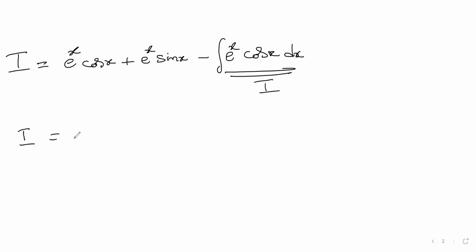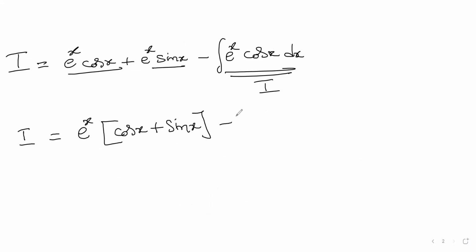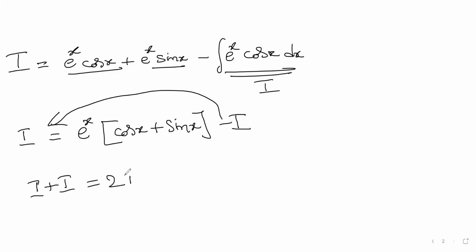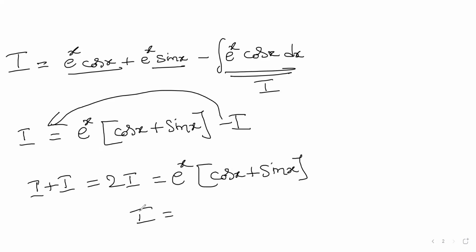So this I is equal to e power x. I will take it common out of these two terms, and then e power x into cos x plus sin x is what I have. Right. Minus I. This is what I have. This minus I I transpose to the other side. So I plus I on this side, which is nothing but 2I, is equal to e power x into cos x plus sin x. Right. And now what is I? I you got to evaluate, you take the 2 to the other side. So e power x divided by 2 into cos x plus sin x. That's the answer for you.